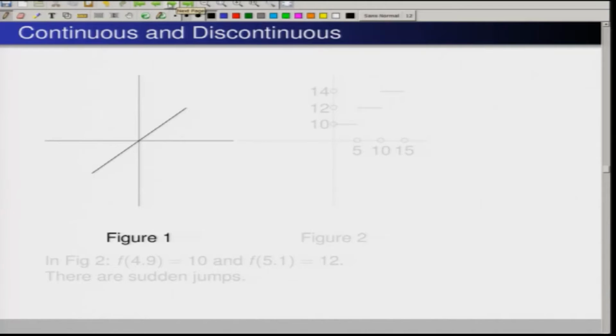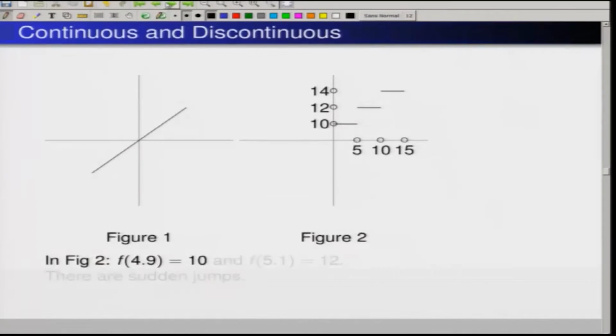Let us look at these two functions. Here is one, f of x equal to x, which is uniform: whatever your weight, you pay that much for your parcel. Now, here is something called a post office function. Suppose for the weight of 0 to 5 we pay 10 rupees, 5 to 10 we pay 12 rupees, and 10 to 15 gram we pay 14 rupees. So, this is what it is saying.